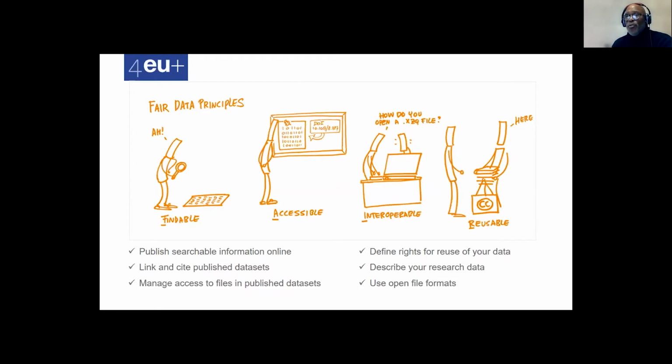So, in summary, in order to utilize the FAIR data principles to make sure that your data is FAIR, you can see that your data is published as searchable information online, link and cite your published data sets, manage access to files in the published data sets, define the rights for reuse of your data, describe your research data, and use open file formats.